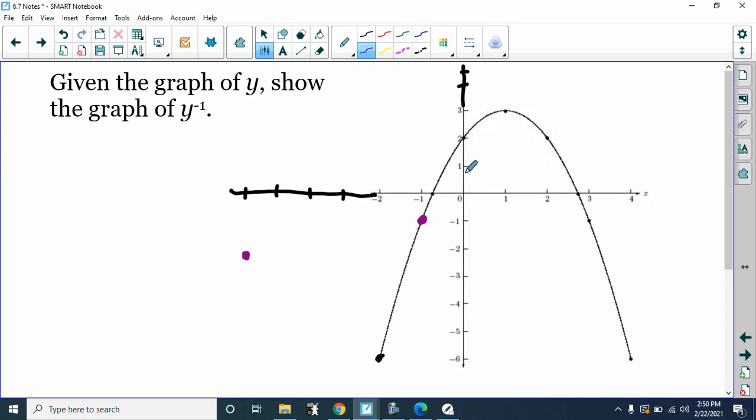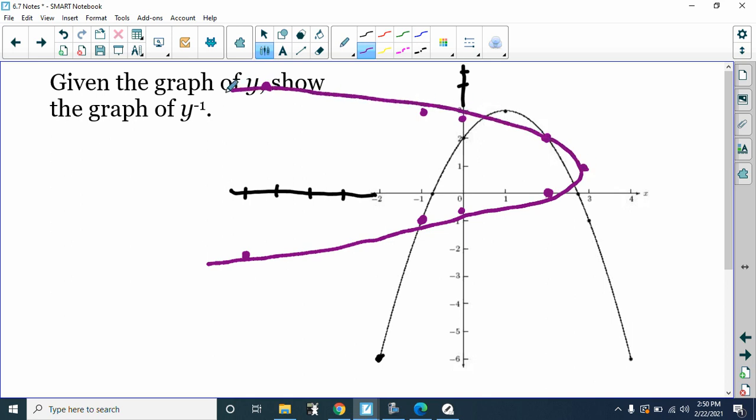-3/4, 0 would now be 0, -3/4. And so on. 0, 2 is 2, 0. This would be 3, 1, 2, 2. 2 and 3/4, 0, 0, 2 and 3/4. 3, -1, -1, 3, and then we've got 4, -6, so -6, 4. So y inverse would look like that, kind of. I missed a couple of these points, but you get it.